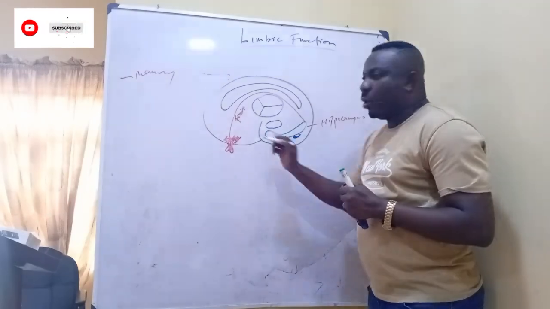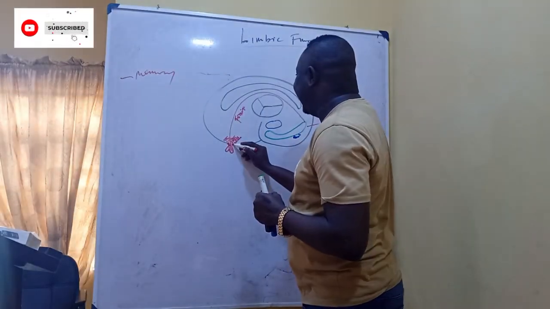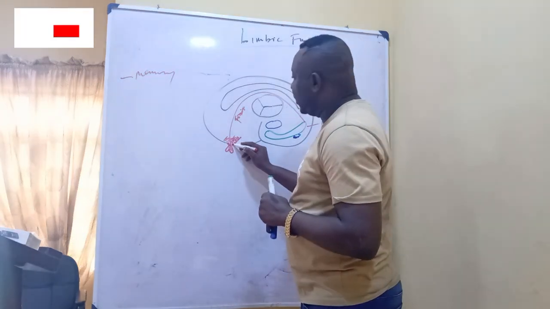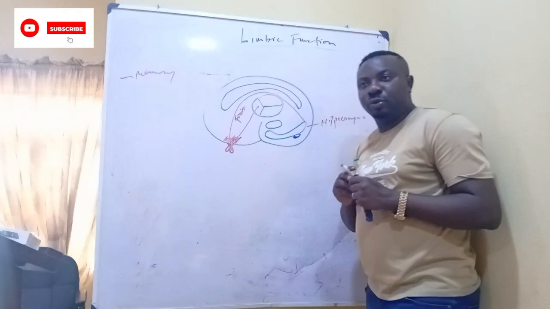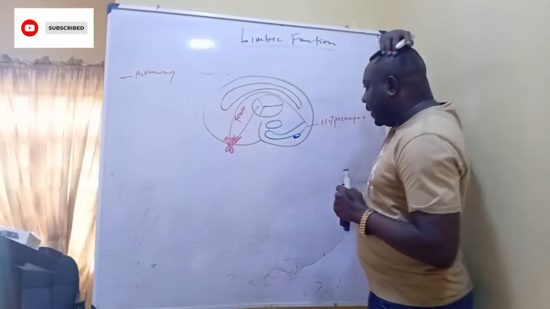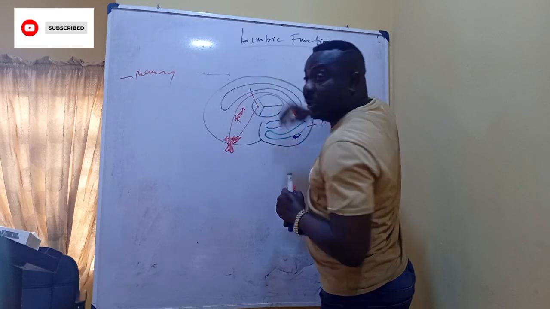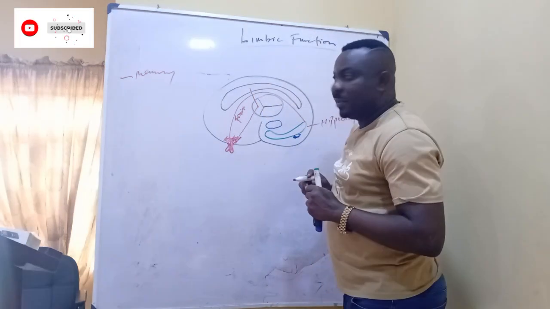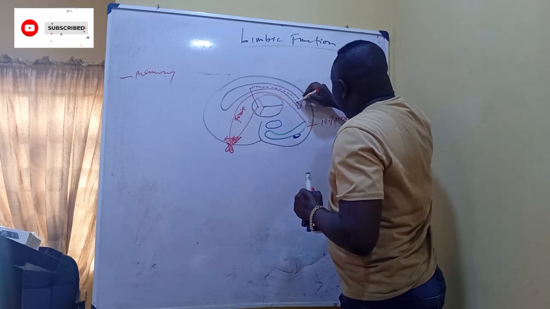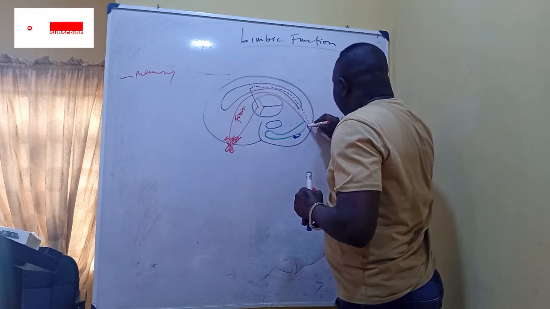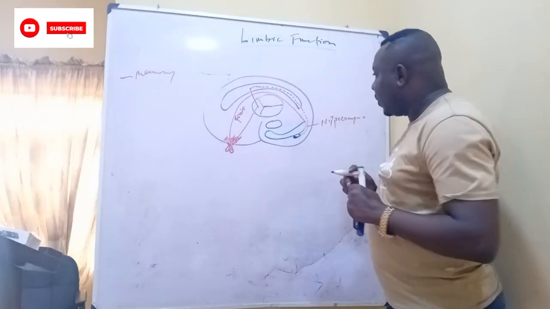And then there's a connection between the mammillary body and the thalamus, right? Particularly the anterior thalamic nucleus. And then there's a connection between the anterior thalamic nucleus and the cingulate gyrus, right? And then there's a connection between the cingulate gyrus and the parahippocampal gyrus, right?